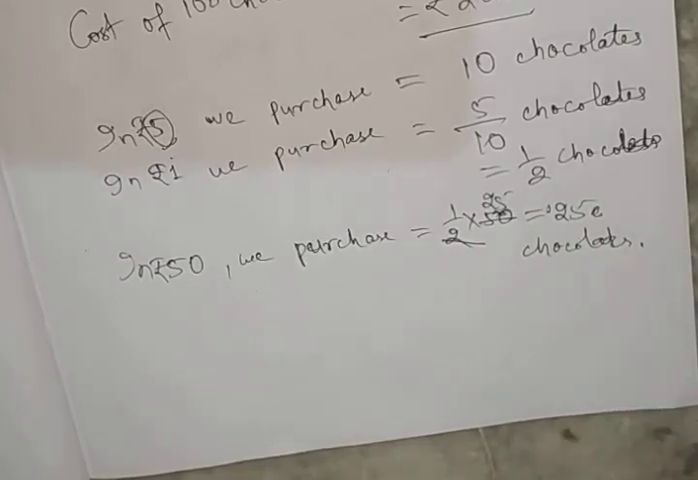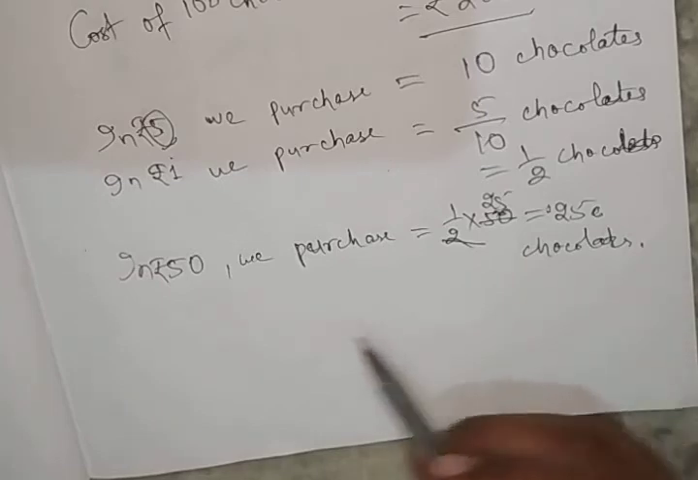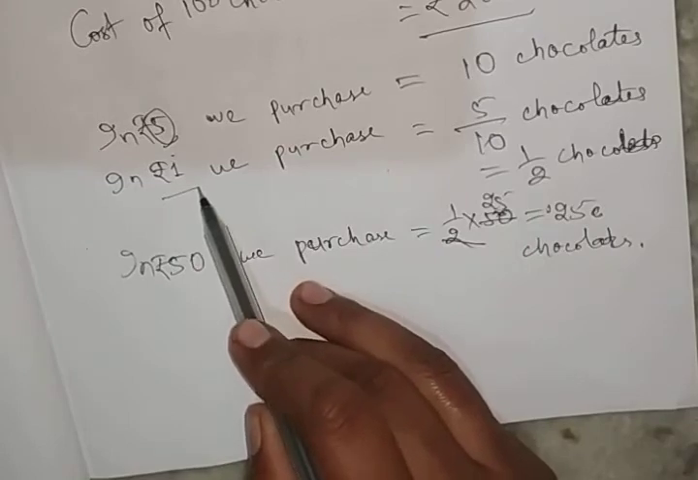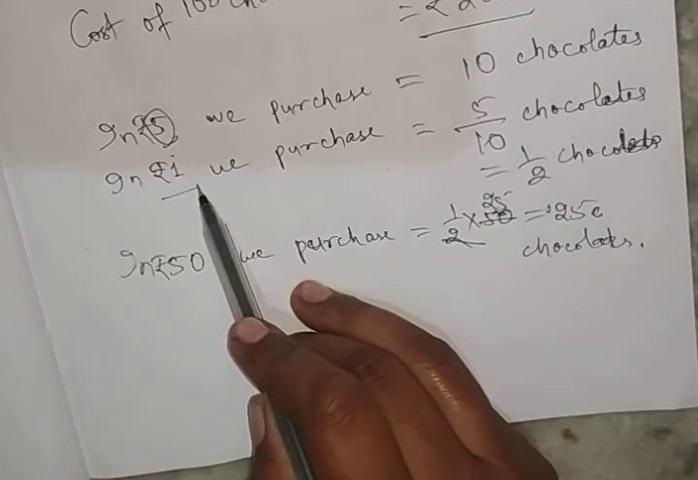Okay, like this what we are doing, we are getting the value of 1 everywhere. When we need the number of chocolates, we get the cost of 1 chocolate.